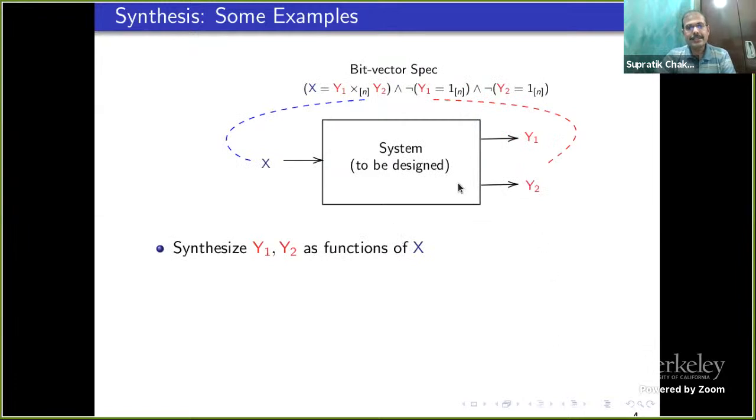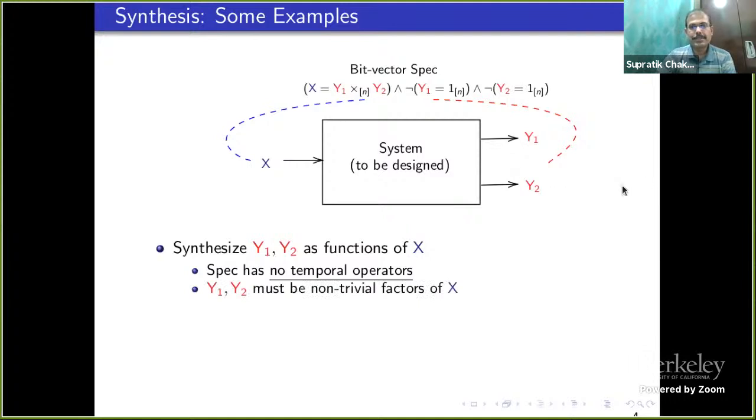Here is another instantiation of the same template, and here I have a bit vector specification saying that there is a single input X, there are two outputs Y1 and Y2, and I want X to be the product of Y1 and Y2, the n-bit vector multiplication, unsigned integer multiplication, and I do not want Y1 or Y2 to be the vector representing the constant 1. So, if I view this problem once again over here, I have to synthesize Y1 and Y2 as functions of X. Once again, no temporal operators. And this clearly means that Y1 and Y2 have to be non-trivial factors of this integer X.